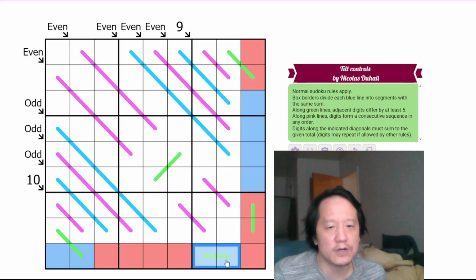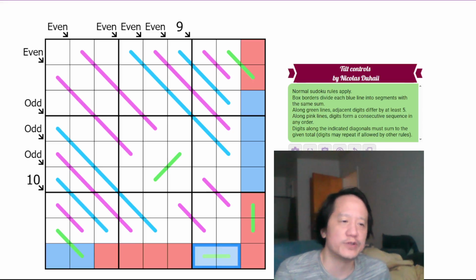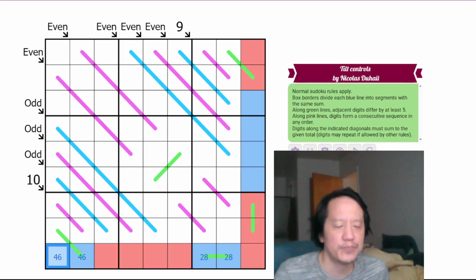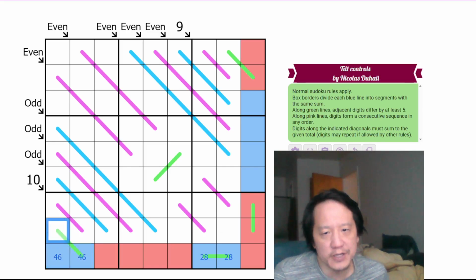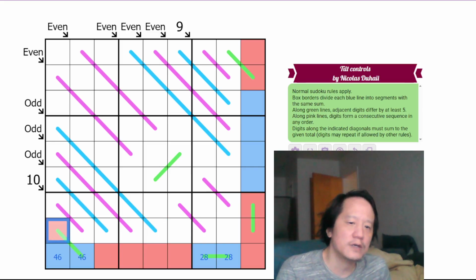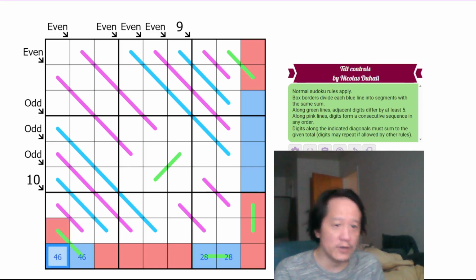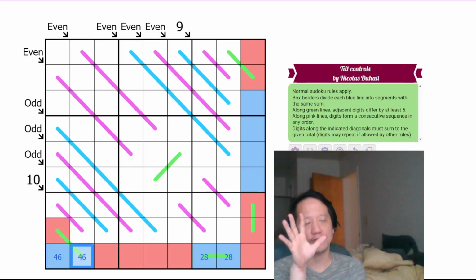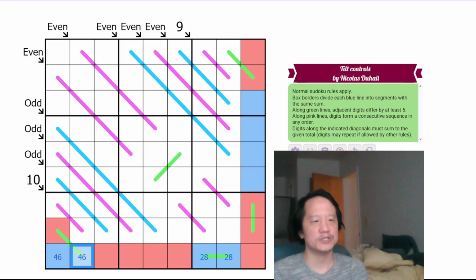Now, these are two even digits which are 5 or more apart from each other. Well, the only pair that can work is 2 and 8, which means this is 4 and 6 as a pair. That means this has to be an odd digit, because the only digit which is 5 or more away from 4 is 9, and the only digit which is 5 or more away from 6 is 1. So this must be 1 or 9 there.